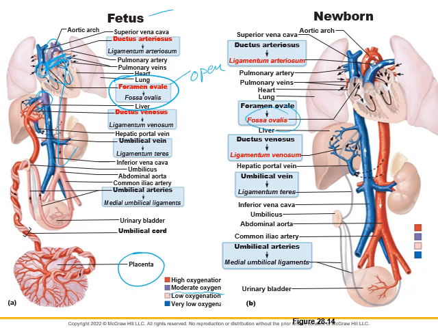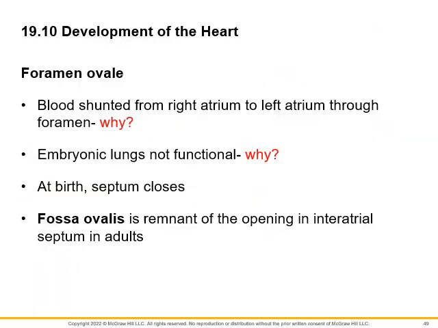So in getting ready for childbirth, one of the initiations is for this foramen ovale to close so that the newborn, its lungs are fully functional, right? So it can exchange its own oxygen and carbon dioxide. Basically just putting into words what I showed you.